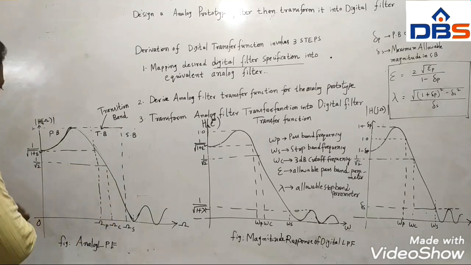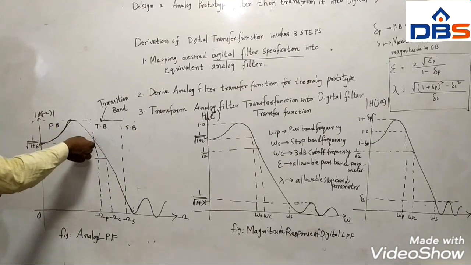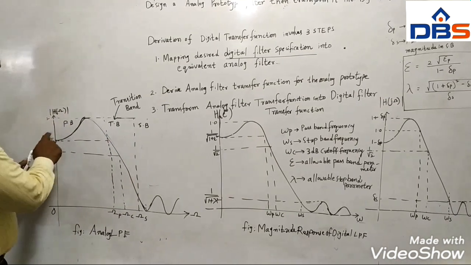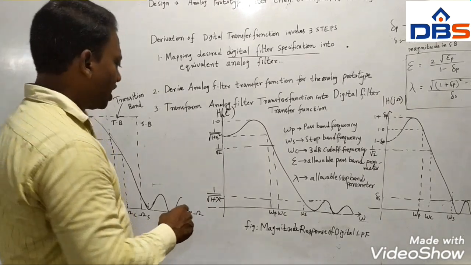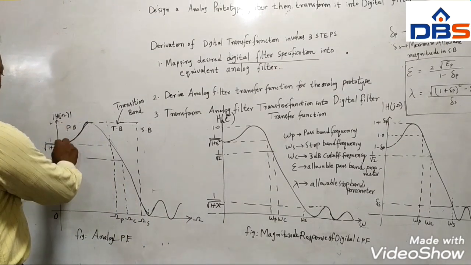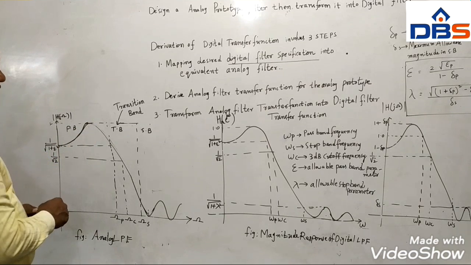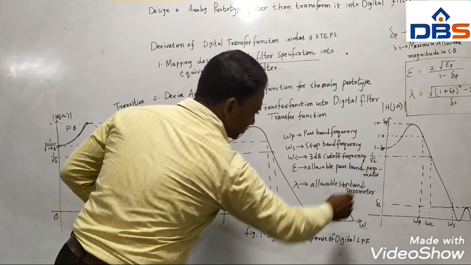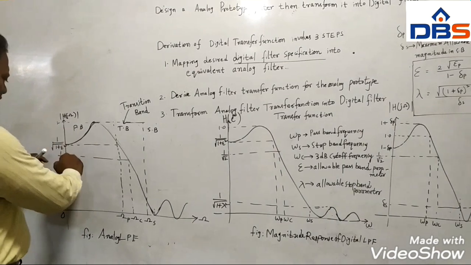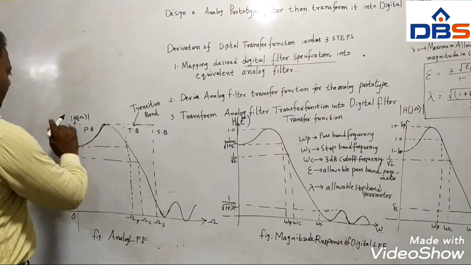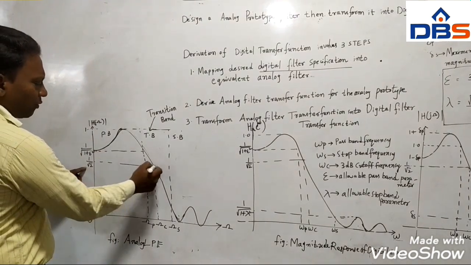In the pass band, this is the minimum, from here the magnitude is rising. The maximum value is 1, and 1 by under root 1 plus epsilon square. This epsilon is a parameter defined for the pass band. Epsilon is the allowable pass band parameter. After that we have 1 by root 2. The maximum value is 1, and 1 by root 2, or 0.707 of its maximum value.